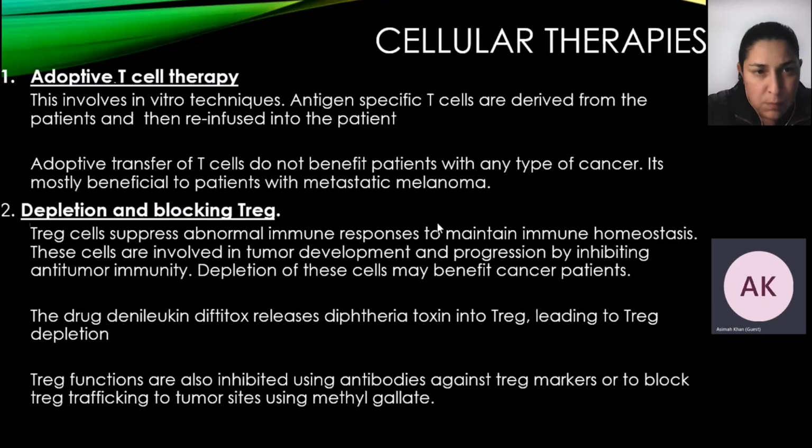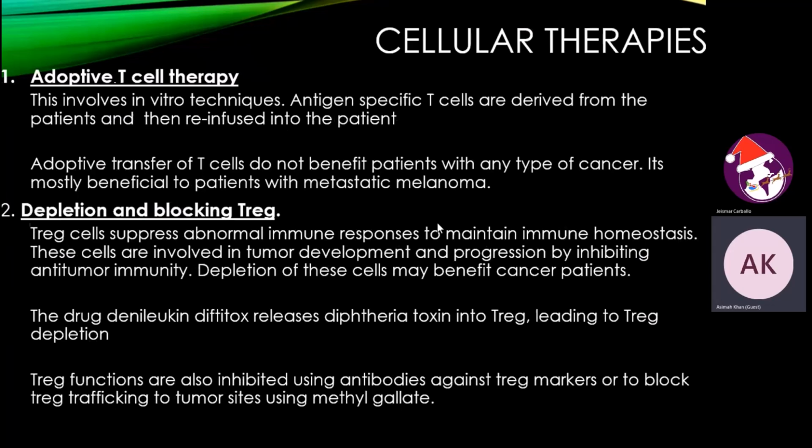Depletion and blocking of TREG. TREG cells suppress abnormal or excessive immune responses to maintain immune homeostasis. These cells are involved in tumor development and progression by inhibiting anti-tumor immunity. Depletion of these cells may benefit cancer patients. The drug denileukin diftitox delivers diphtheria toxin into TREG, leading to TREG depletion. TREG functions are also inhibited using antibodies against TREG markers, or TREG trafficking to tumor sites is blocked using methyl gallate.